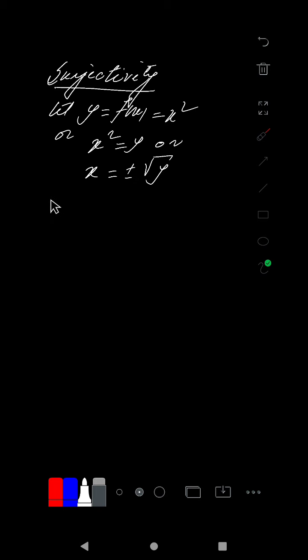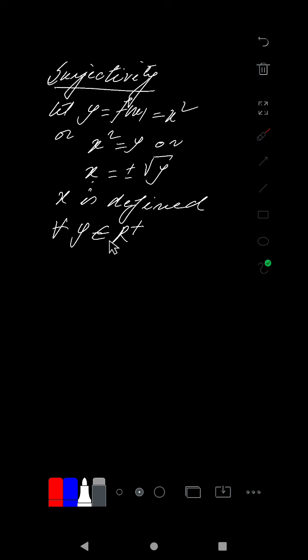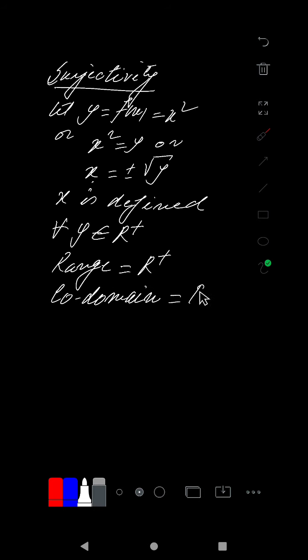But here x is defined for the non-negative values of y because x is a real number. So x is defined for all y belongs to R positive. R positive means all the non-negative real numbers, because for the negative numbers x may not be defined, because under root any negative number is not a real number, that is an imaginary number. So range of the function is equal to R positive, but codomain is equal to R.